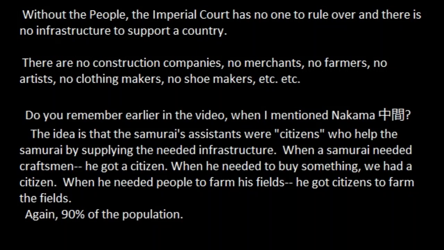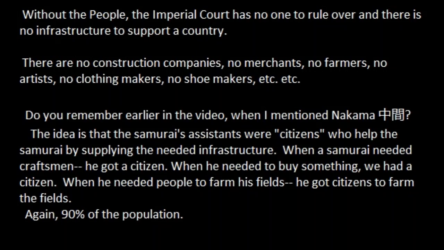Do you remember earlier in the video when I mentioned nakama, the samurai attendants, and then that term goes on to mean the guilds, right? The idea is that the samurai's assistants were citizens who helped the samurai by supplying the needed infrastructure. When a samurai needed craftsmen, he got a citizen. When he needed to buy something, he had a citizen. When he needed people to farm his fields, he got citizens to farm the fields. Right? Some samurai, some ji-samurai during the pre-Edo started off as farmers. They were farmers that became knighted.